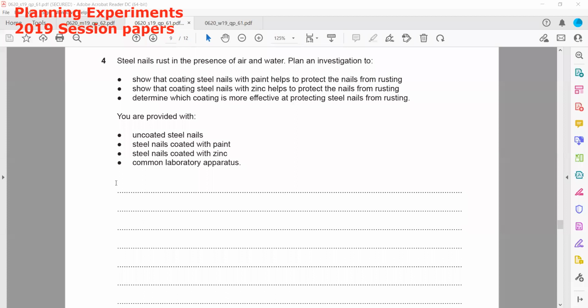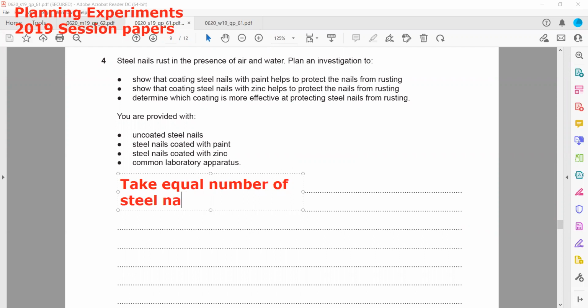So we'll take an equal number of steel nails in 3 different test tubes.